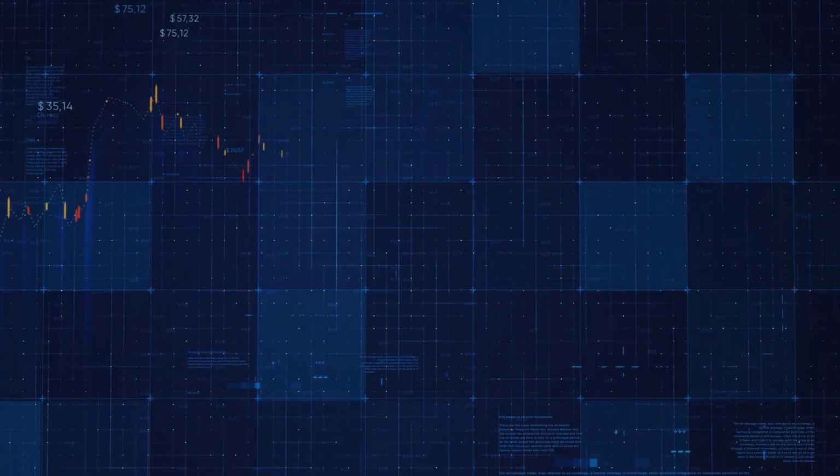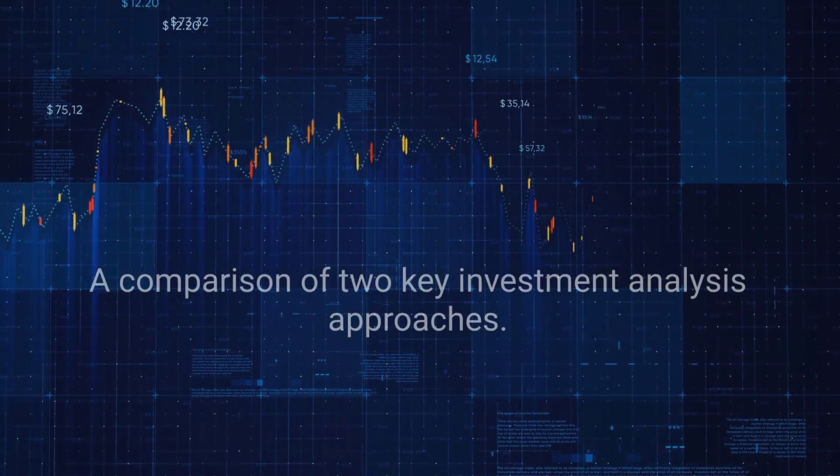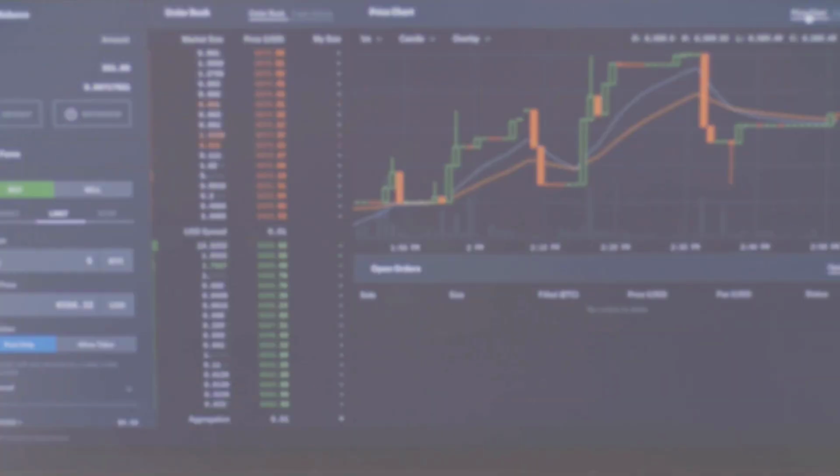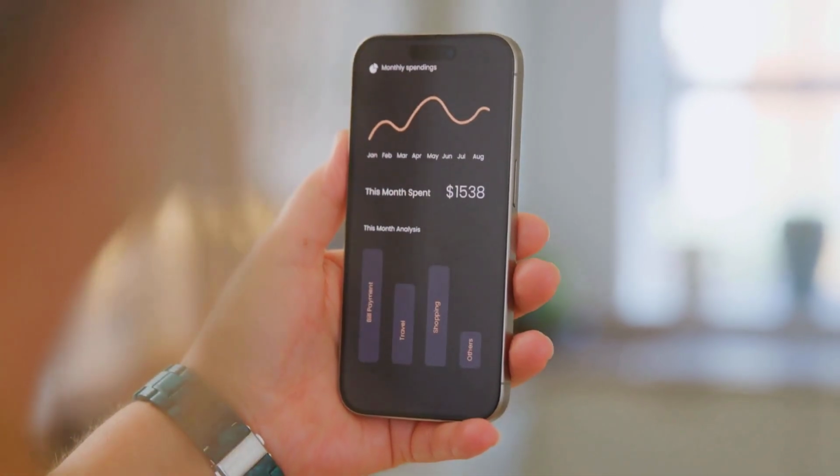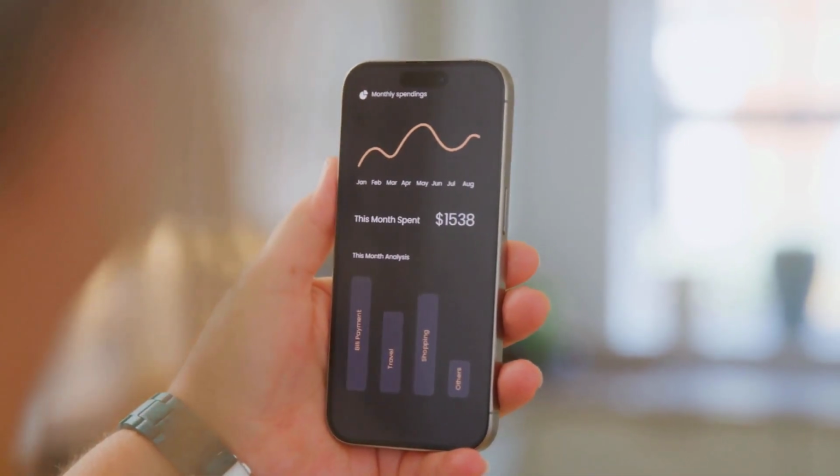Let us learn today about the major differences between fundamental and technical analysis. Fundamental analysis and technical analysis are two primary methods for evaluating and selecting investments. Each approach has distinct principles, timeframes, tools, strengths, and weaknesses.